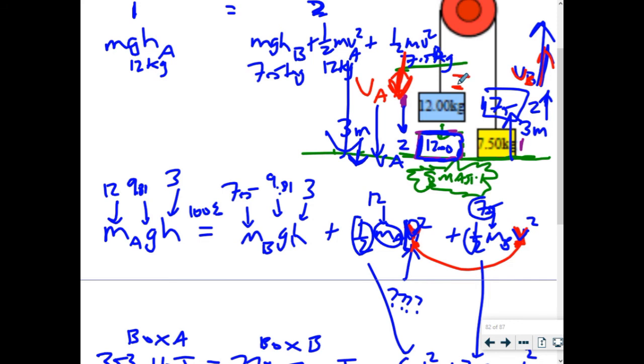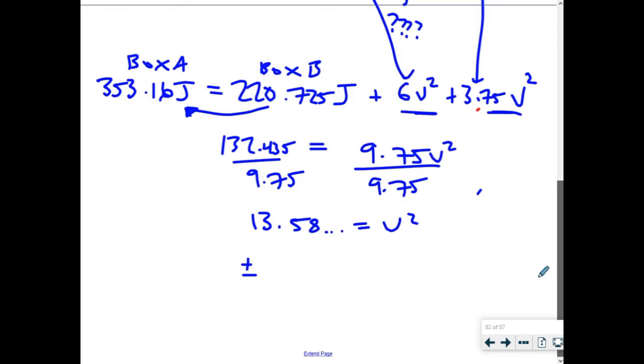Whatever velocity the up box is traveling, the other one's going down the same amount. So let's finish off the question here. If I square root this answer, for posterity's sake, what it's worth, it's plus or minus 3.7 meters per second.